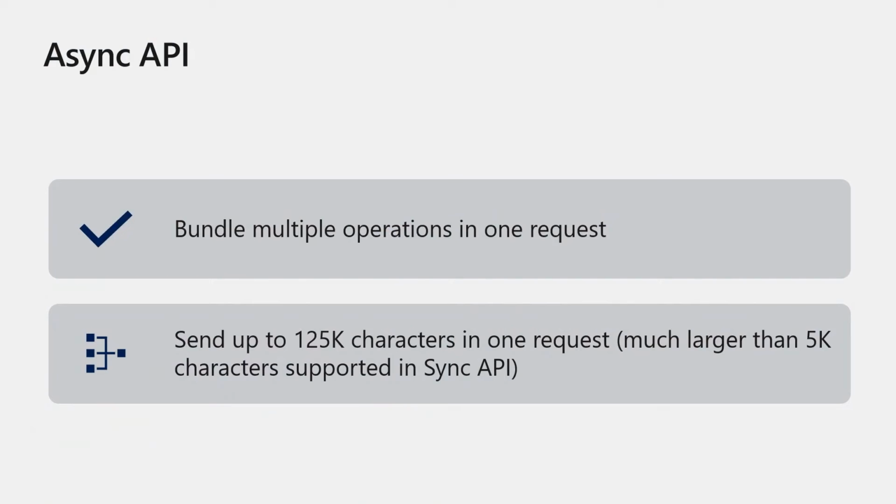So we listened to our customers, and I'm very excited to share that we are launching Async API, or what we call the analyze endpoint. The idea here is that now you can bundle multiple text analytics operations into a single request, and you can send up to 125,000 characters in a single request. And you get the entire response back in a single JSON, which is all aggregated.